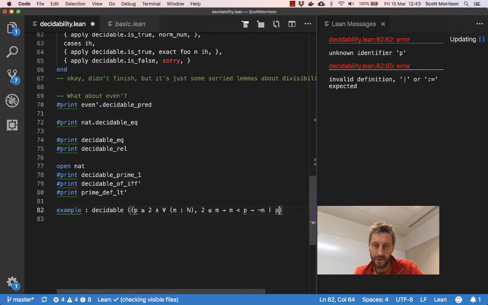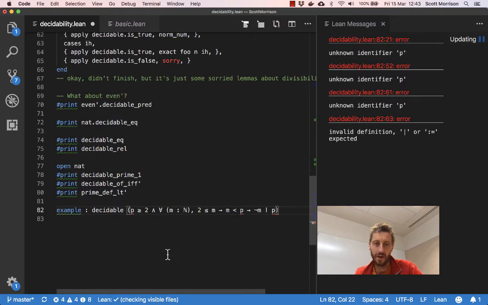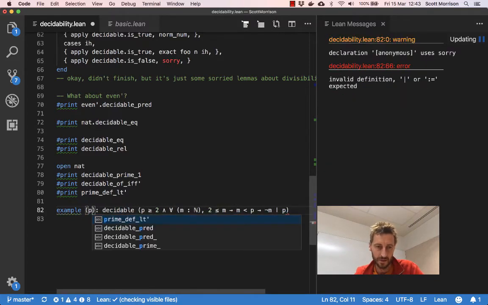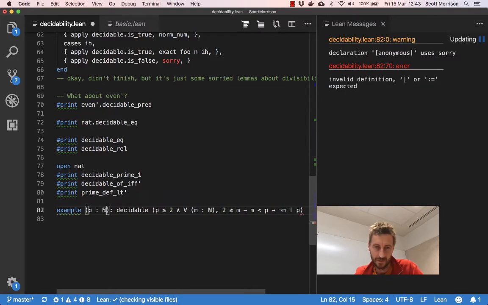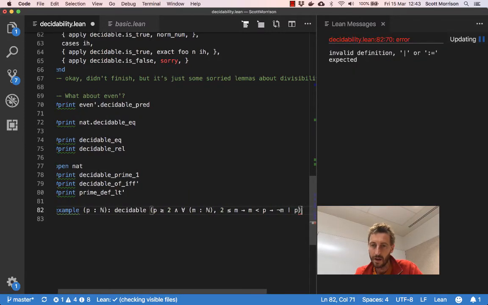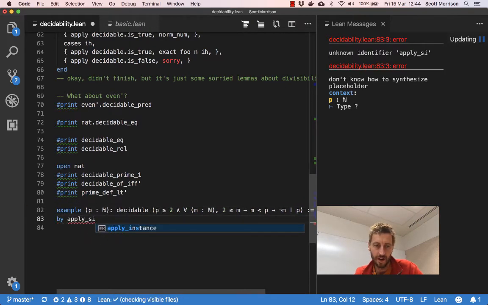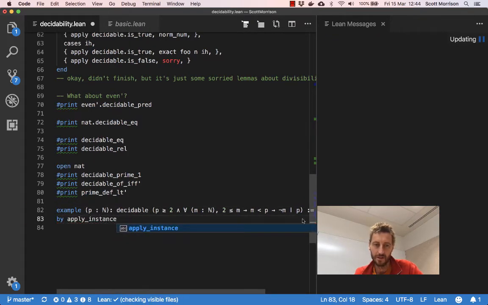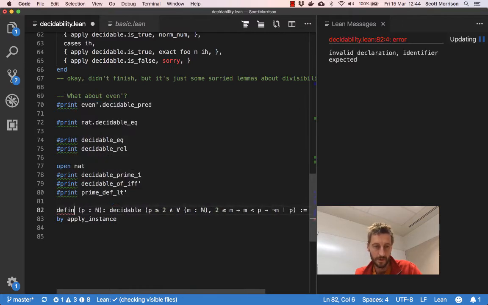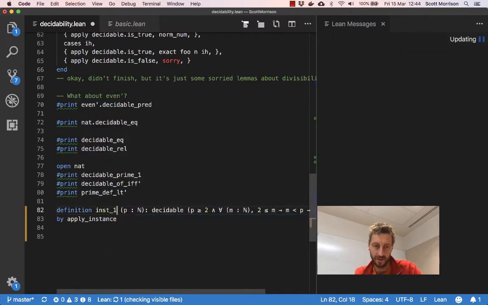There we go. Okay. So we can ask if Lean can show that that is decidable, but it doesn't know what this p is we're talking about. So let's tell it p is an actual number. And then let's just hope for the best and write by apply instance. Lean says, sure, I can find an instance that does that for you. And now we can inspect what instance it actually found. So let's define that to be inst1, and let's print inst1.